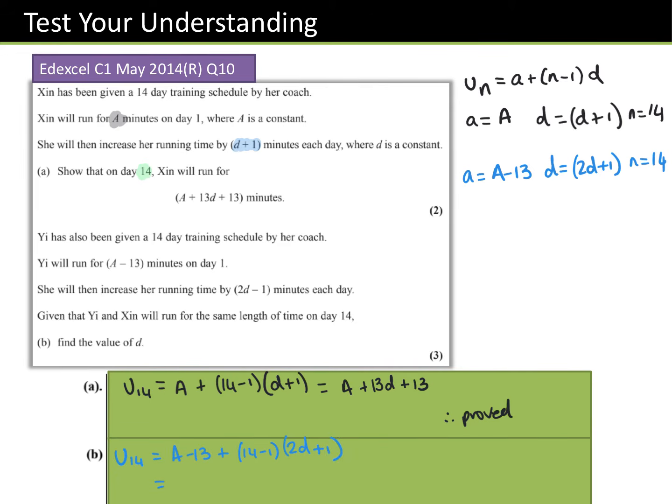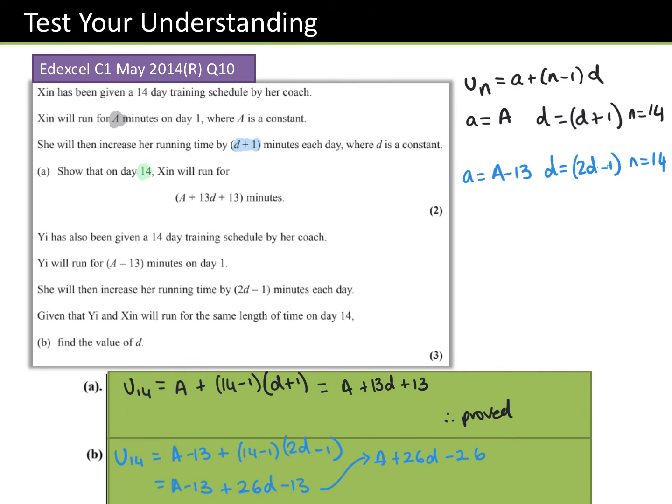Yep, sorry everyone, slight error. There should be negative 1. Oops, make sure you read the question properly. 2D minus 1. So we're going to get A minus 13 plus 26D minus 13. So I'm going to get A minus 20 plus 26D minus 26. Now this is what U14 equals.